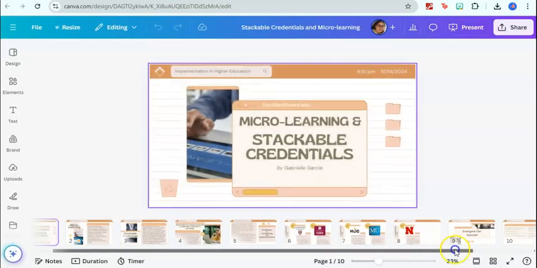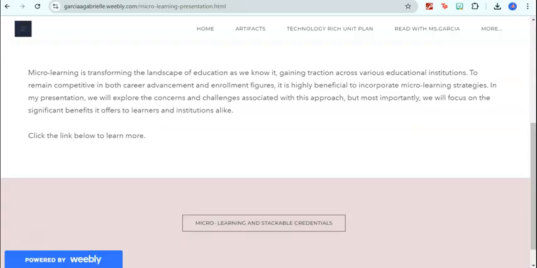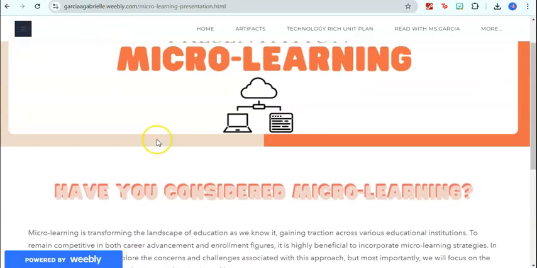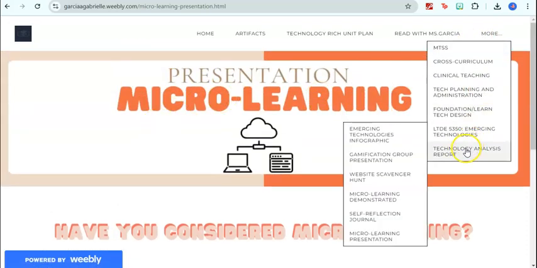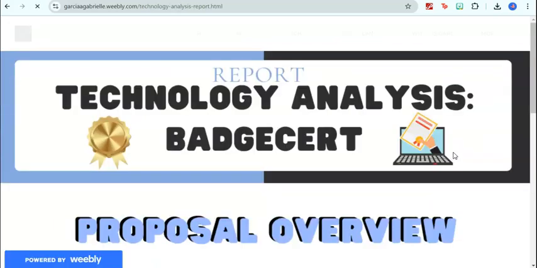I put it as a Canva to make it more easily accessible on the website because PowerPoints are a little hard to attach on here to make them look nice. But I wanted to do Canva.